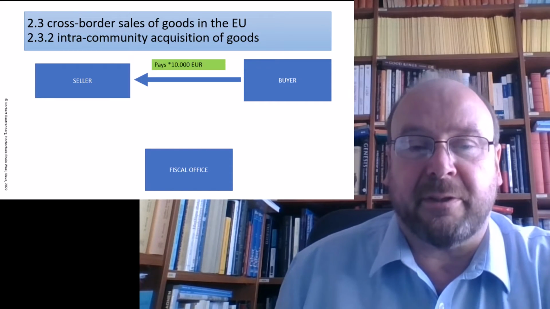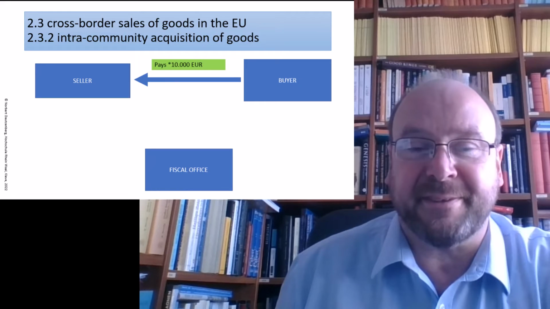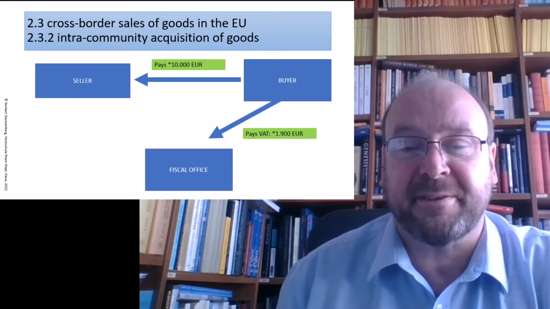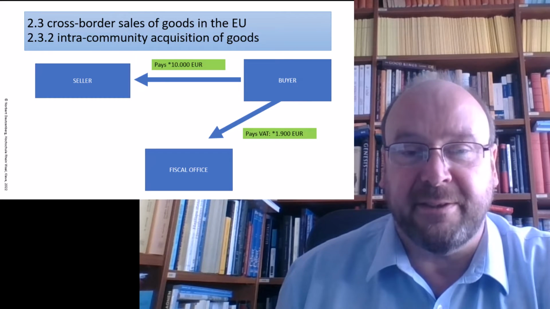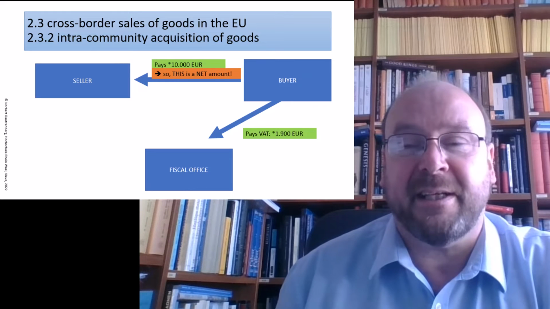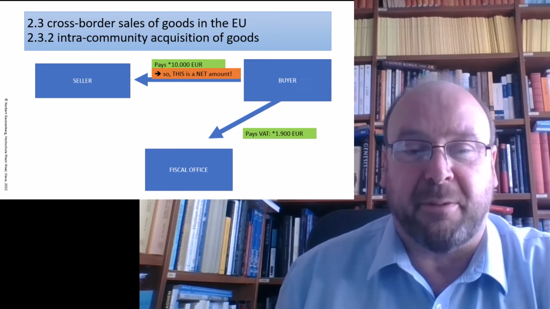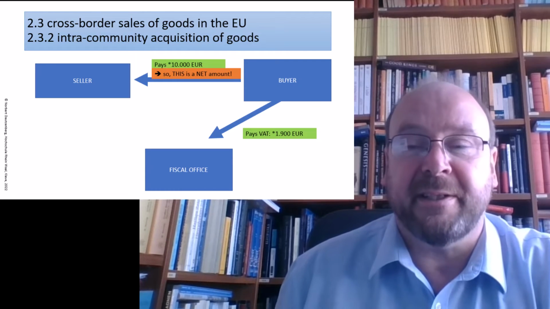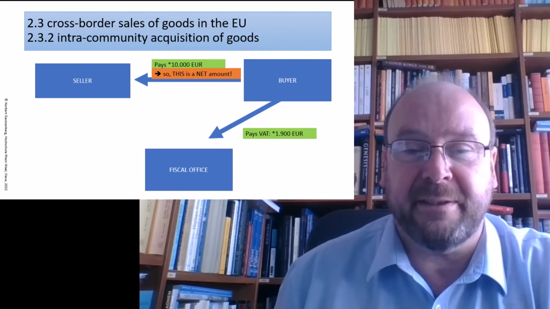The buyer or acquirer pays 10,000 euro to the seller, and the VAT is paid to the fiscal office. So the VAT is not included in the official price in the contract. It has to be paid on top of that price. So the 10,000, the price paid to the seller, is automatically a net amount.